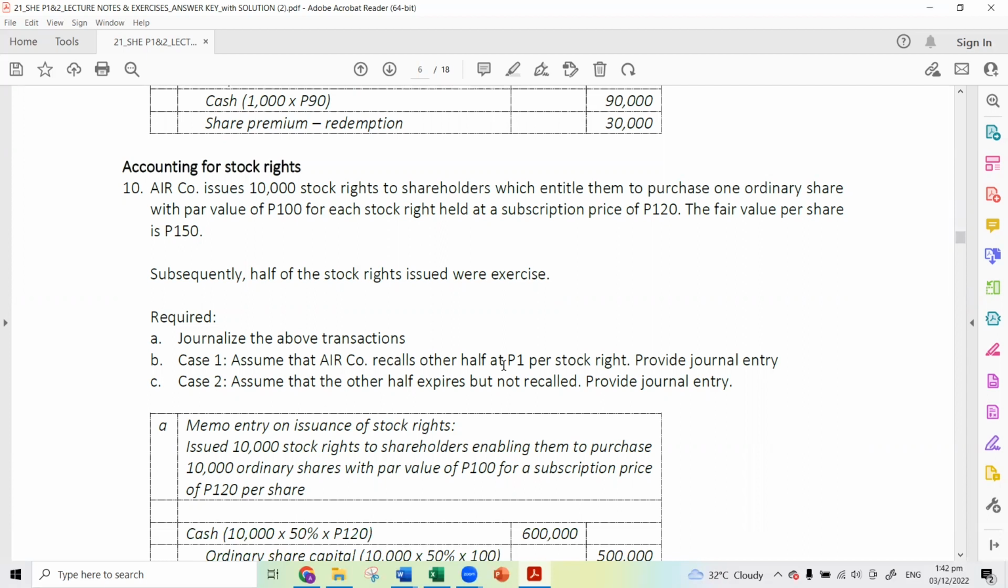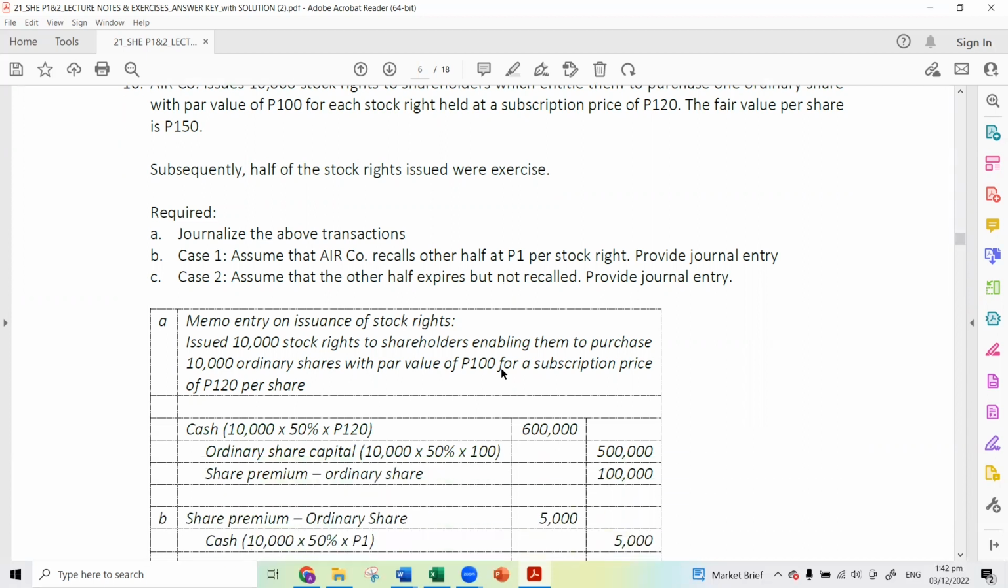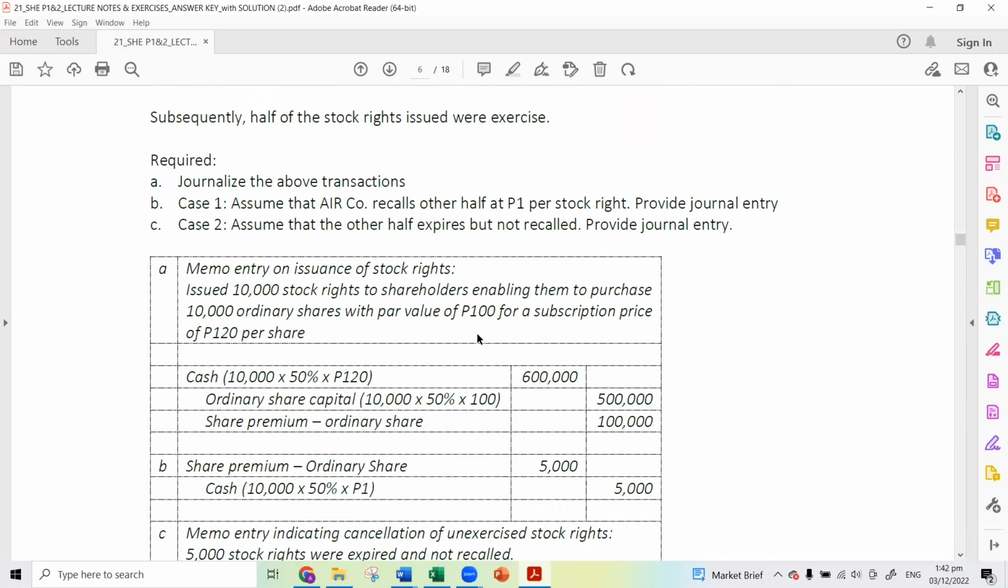So, let's proceed with the accounting for stock rights. So, stock rights are recorded through what? Through memorandum entry. Okay? Why? Because stock rights are issued to existing shareholders without consideration. Kaya memorandum entry lang. So the stock rights again are recorded through memo entry only because stock rights are issued to existing shareholders without consideration. Okay?